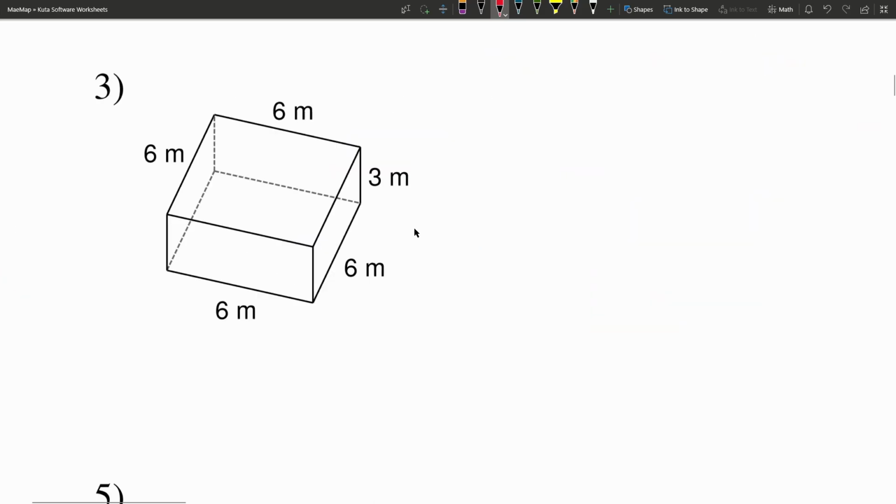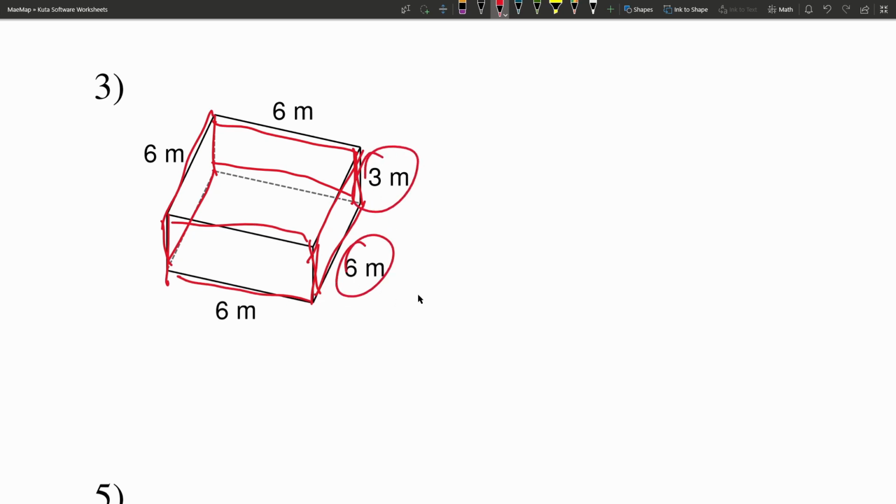At number 3, we have the same kind of figure. This 3 by 6 side actually occurs 4 times. It occurs here, so that's 1. Then it occurs here, that would be 2. It occurs here, that's 3. And it also occurs here. That's 4 different sides that are 3 by 6.